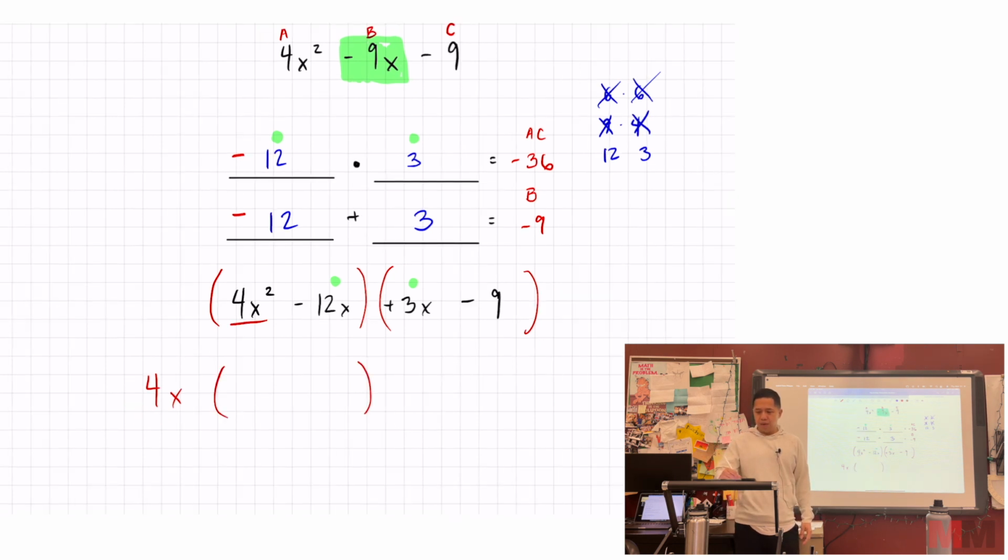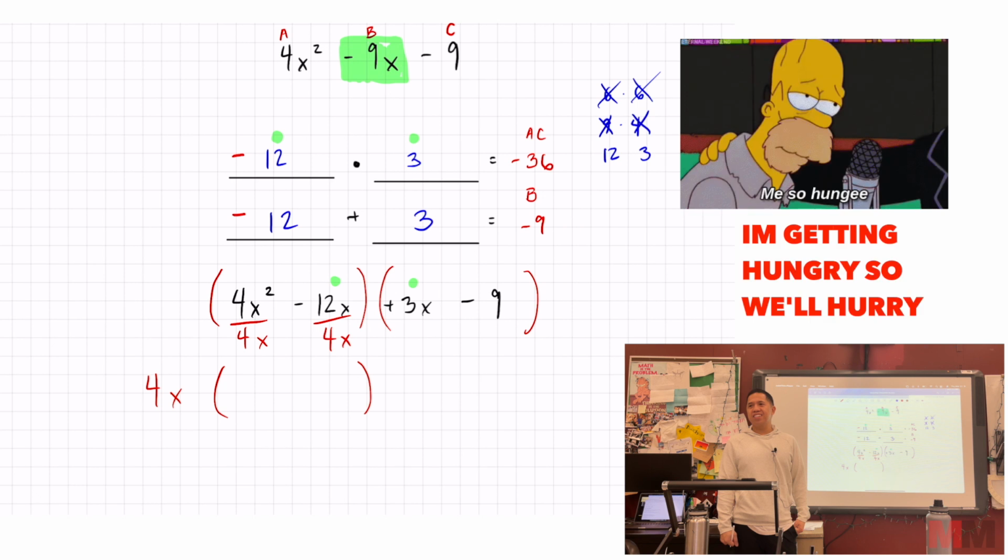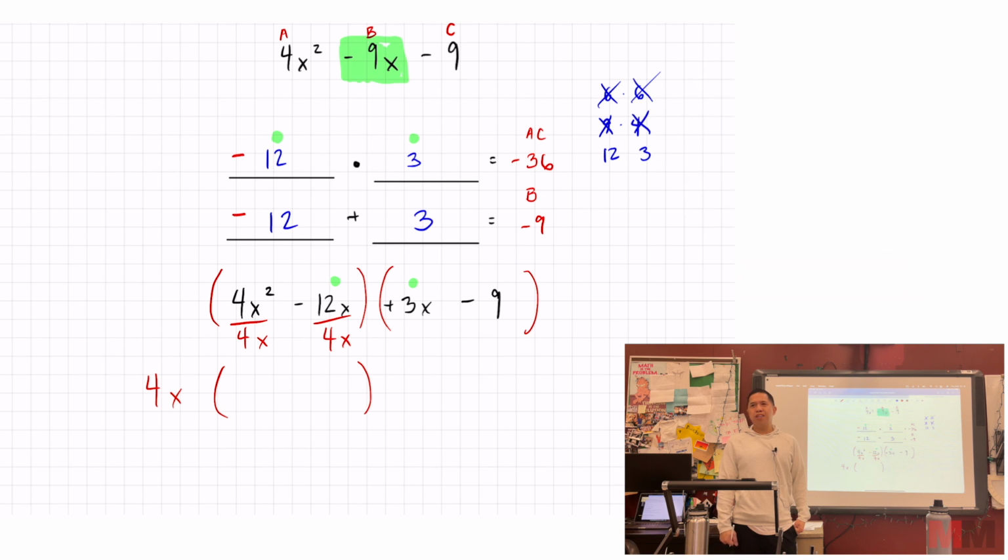Divide it by 4x. Stomach just grumbled. I hope they don't hear that on the video. Oh, your stomach ever grumbles and you feel like other people hear it? All the time. But people don't hear it, right? Maybe the microphone picked it up.